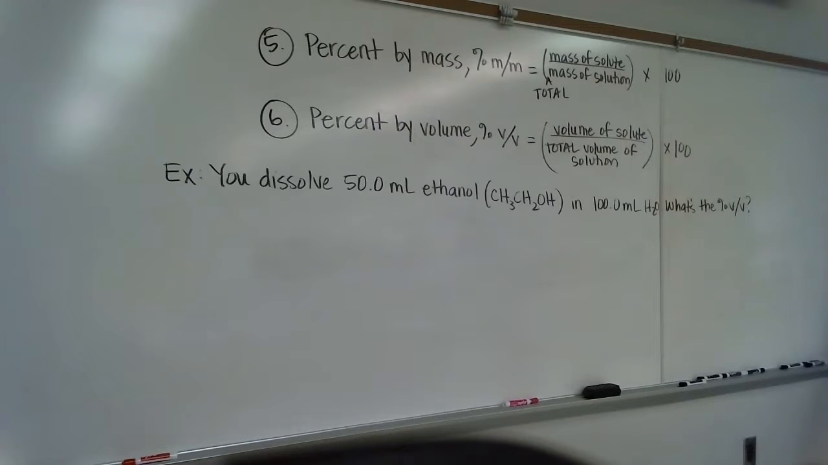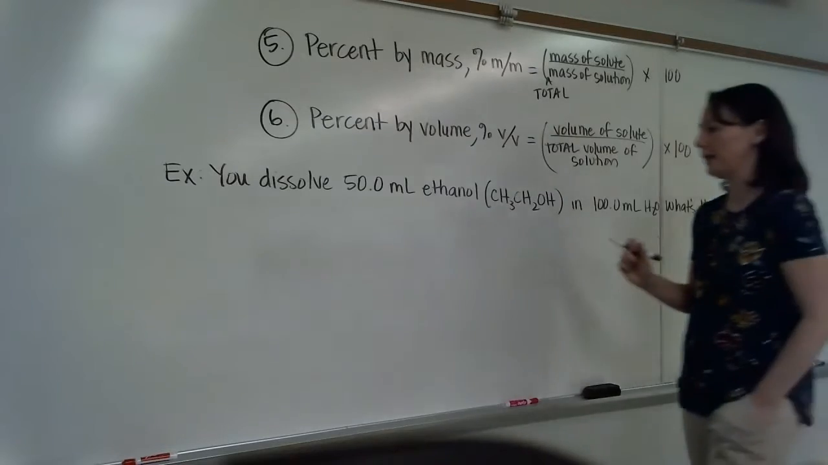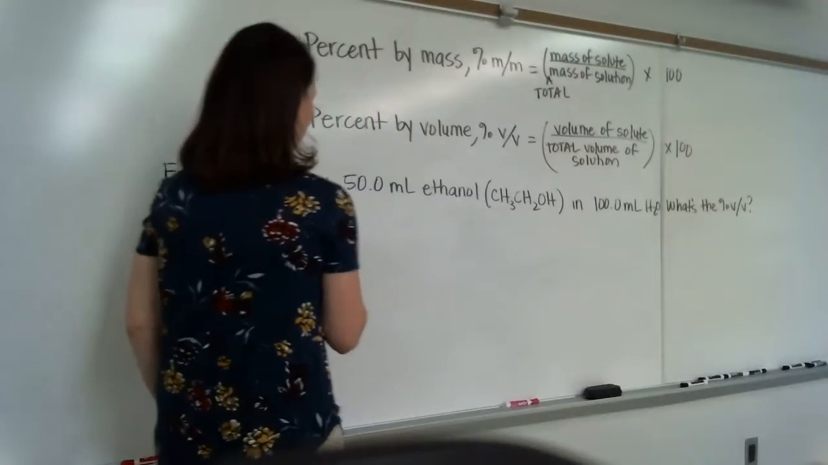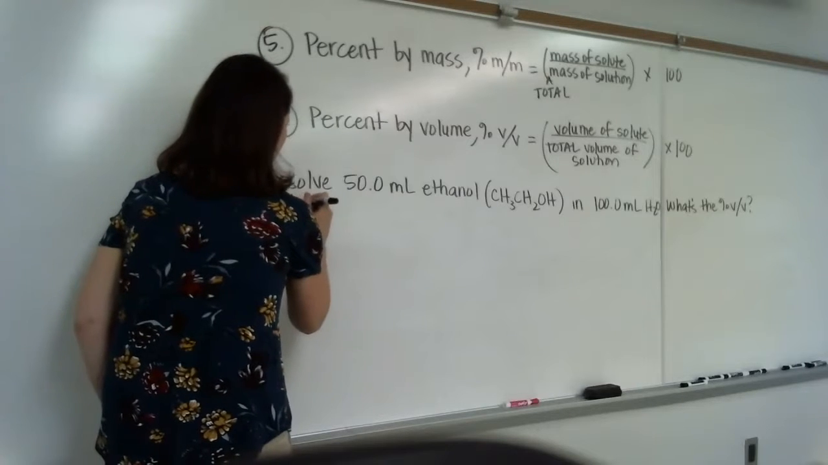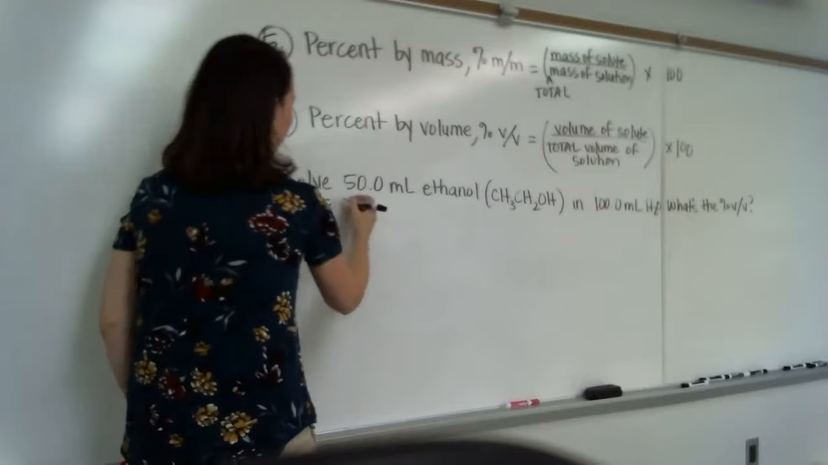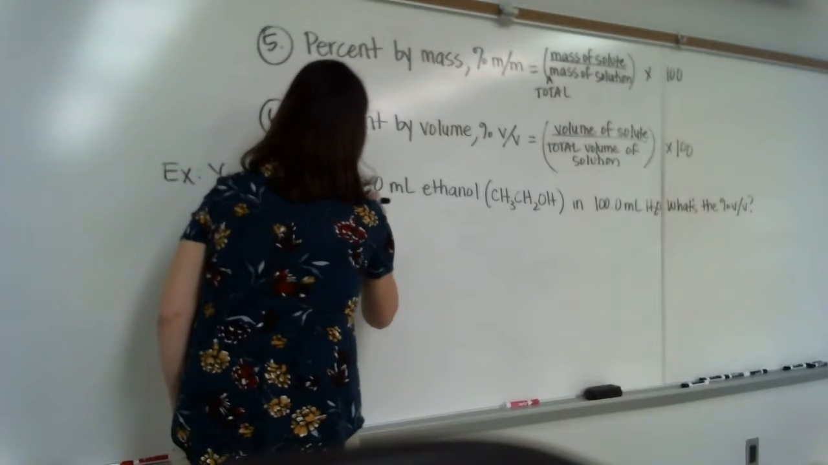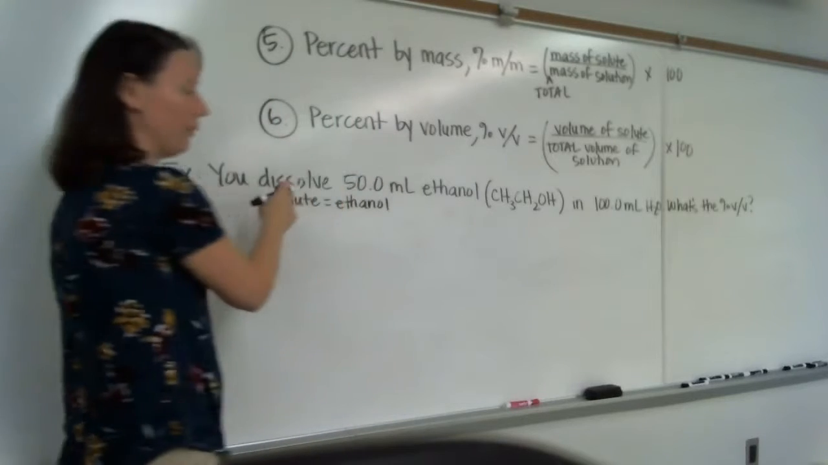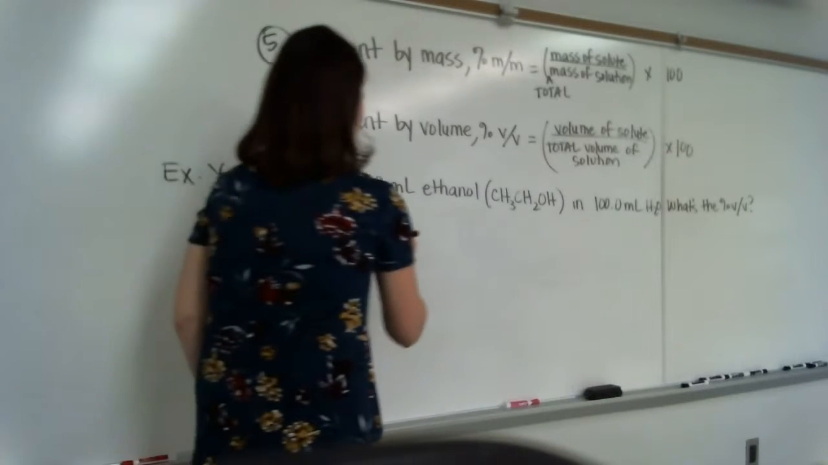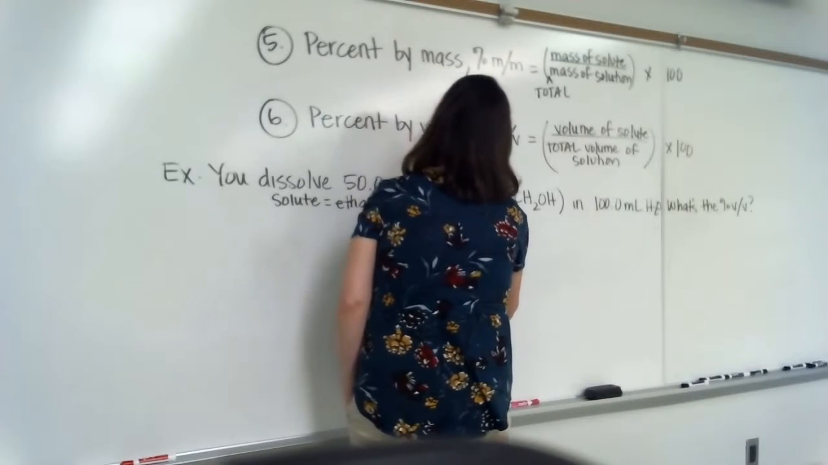Is the identity important here? Do you need to know that it's ethanol and that it's water? Or could you just say you dissolve 50 milliliters of solute in 100 milliliters of solvent? Does the fact that it's ethanol mean anything to the calculation? No, because we're not converting to moles, right? If we were converting it to moles, obviously you need to know the identity. But just so we can identify it, what is the solute? The solute here is ethanol, right? How did I know it was the solute? All right, the smaller amount is always the solute. And the solvent would be H2O.